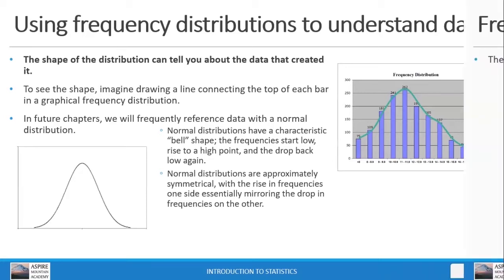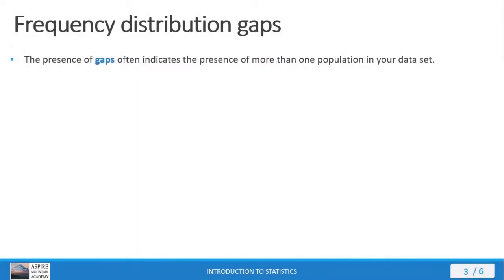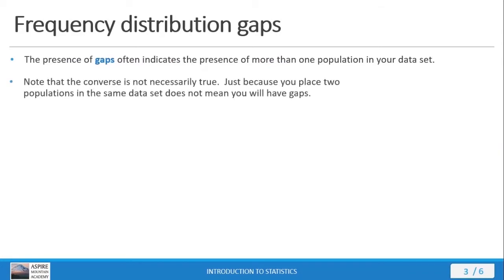Now, frequency distributions sometimes have gaps. And gaps are important to note because they can indicate the presence of more than one population in your data set. Now, the reverse is not necessarily true. A gap often indicates the presence of more than one population, but just because you have more than one population does not mean that you're going to have a gap. It depends on how many classes or categories or bins you use to create your frequency distribution. If you have too few, it can hide the gaps that would indicate the presence of more than one population. Let's look at an example.